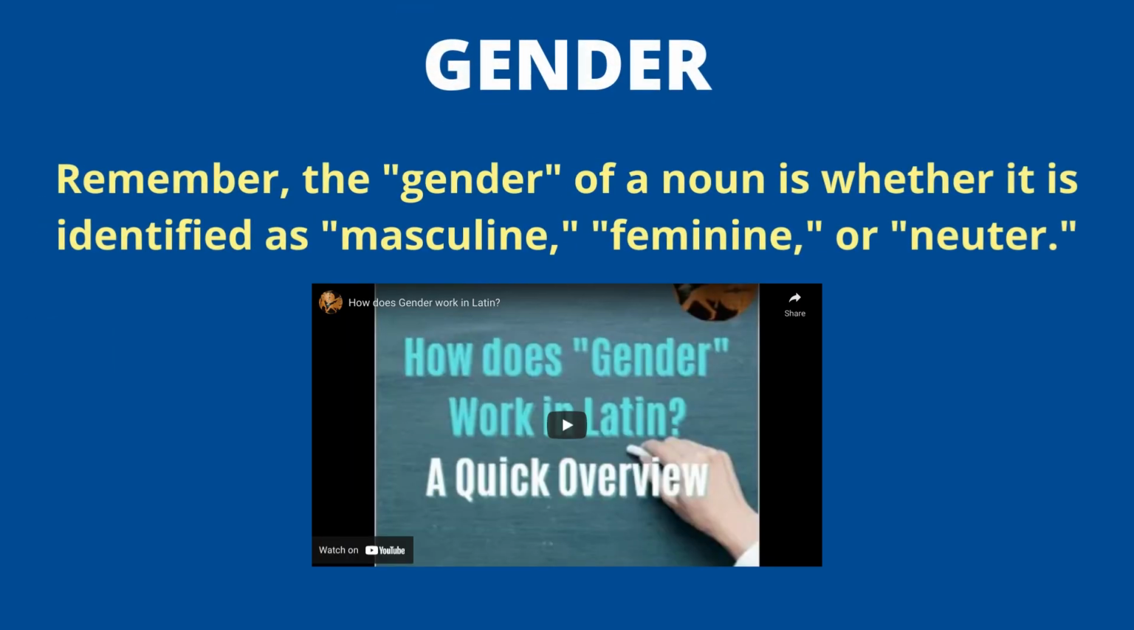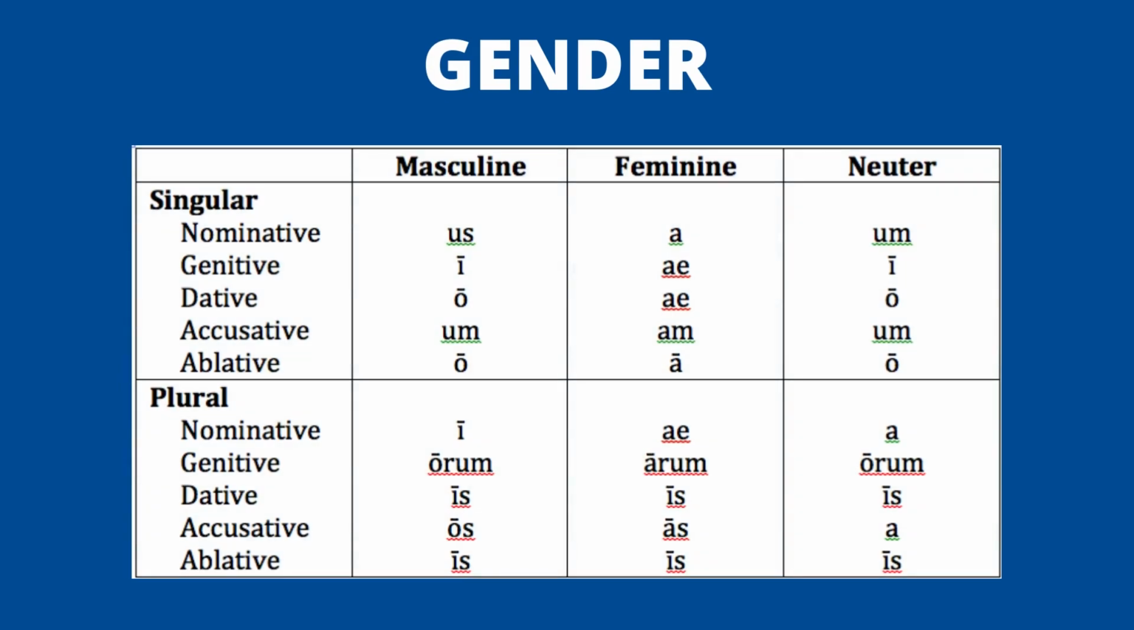The last one we have is gender. And again, the gender of a noun is whether it's masculine, feminine, or neuter. And I put a link here. You can check out the video I made on what gender is in Latin just to get a quick overview of how we use gender and how we understand it. But for our purposes here, is it masculine, feminine, or neuter? Okay. So if we look at an adjective chart, it would look like this.